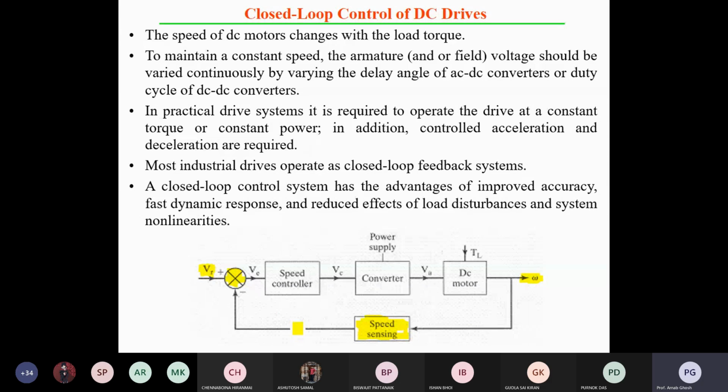Okay, it should be nearer to the actual value of the speed sensing, or the sensor output. Then you can compare them, and you will get some error signal. That error signal will be passing through the speed controller. Okay, so the speed controller is there. Normally we are using the PI controller as the speed controller.